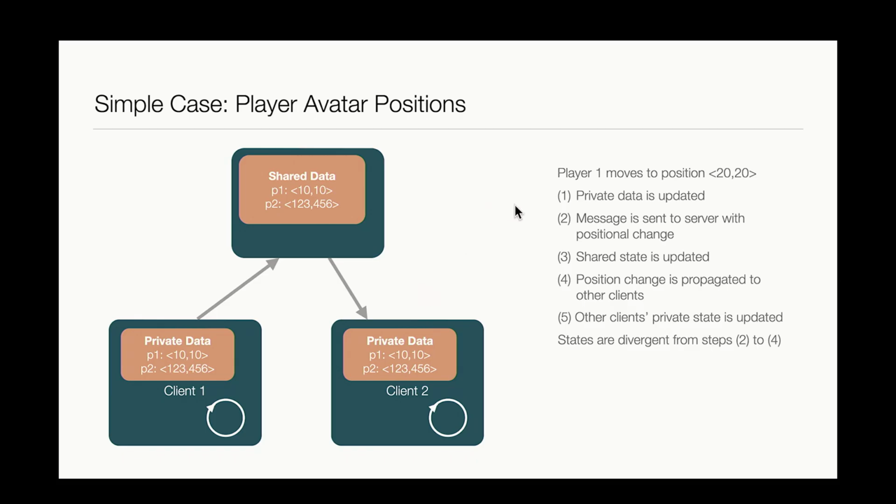Okay, so here we have player 1, they move to position 20,20. So they update their private data here, so that 10,10 becomes 20,20. Is this animated? It is, good. So now you've updated the local position here. You haven't rendered it yet, probably.